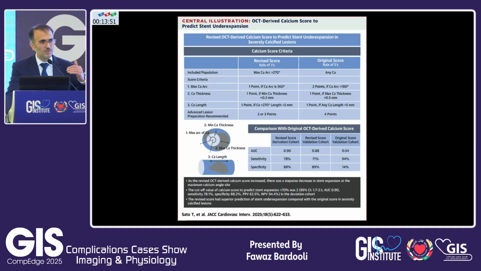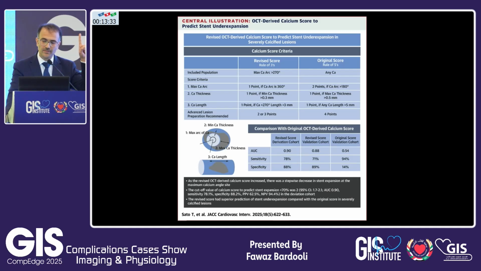Now, there is a modified score or calcium score, which is the rule of 3. It looks at the calcium from a different perspective. You have to have a maximum arc of 270. If you have 360, that's 1.